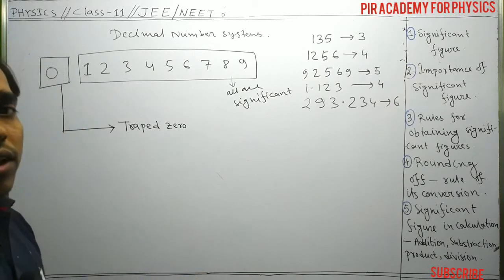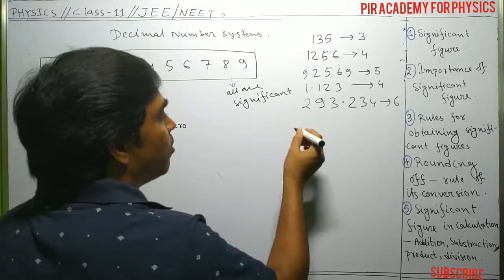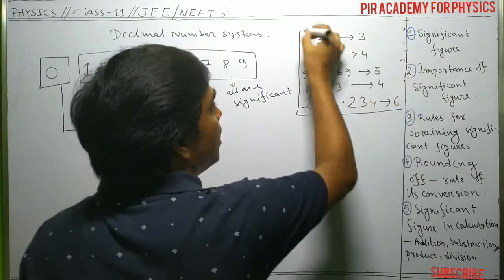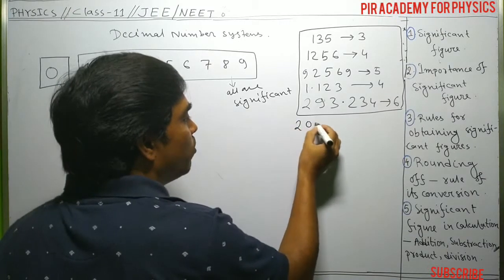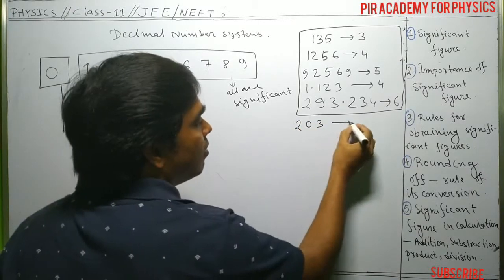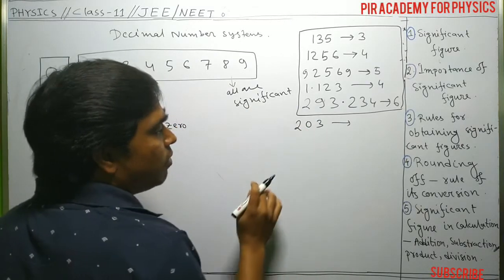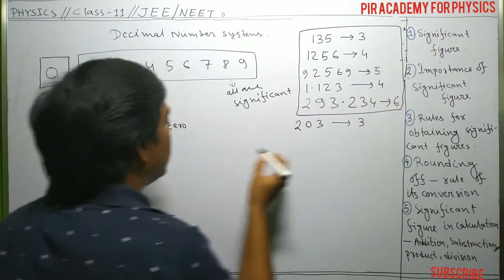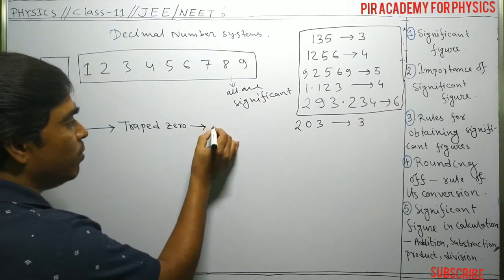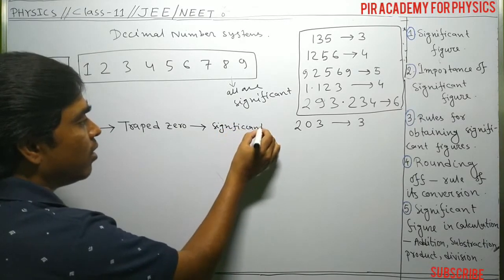A trapped 0 means a 0 between two numbers. You see that 2, 0, 3. Here this 0 is between two numbers. That means this 0 is trapped, so the number of significant figures is 3. That means a trapped 0 must be a significant figure.